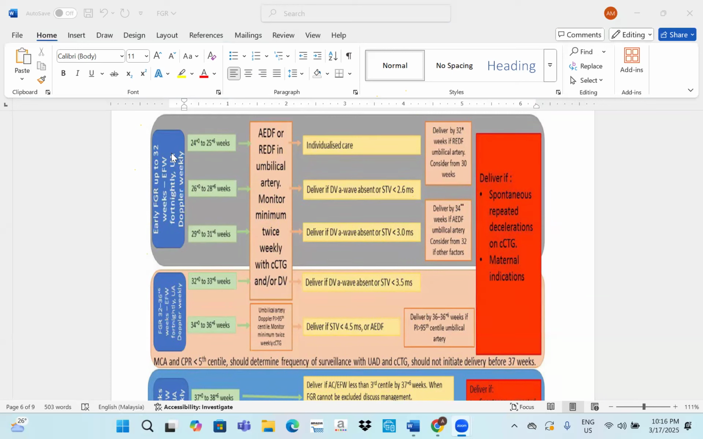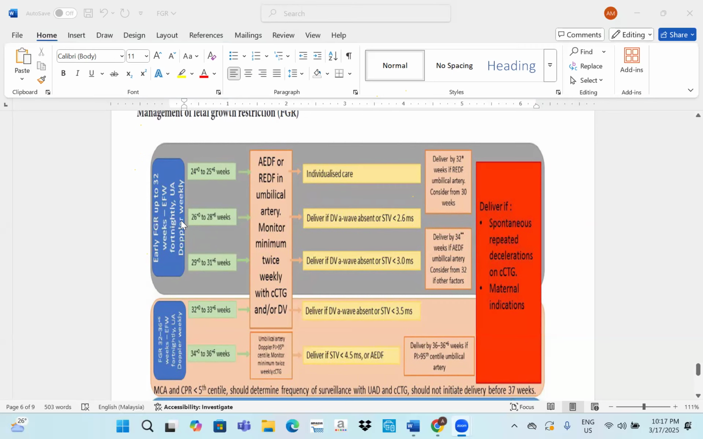But for FGR, biometry, that is the estimated fetal weight, you would be doing 2 weekly, but the umbilical artery Doppler you will be doing weekly. This is the difference in this guideline for FGR and SGA. For SGA, you are doing estimated fetal weight and the Doppler every 2 weeks. But for these patients, the Doppler is weekly. Now, this is very important. You should be listening with both of your ears.